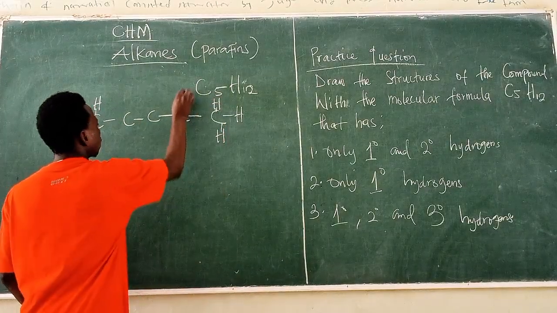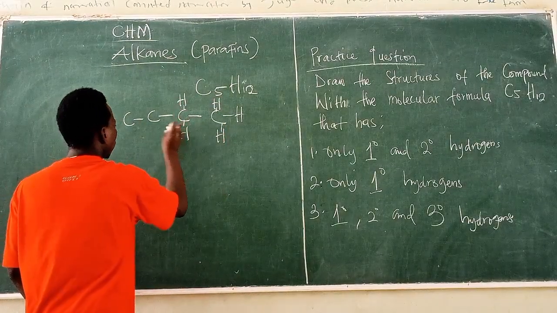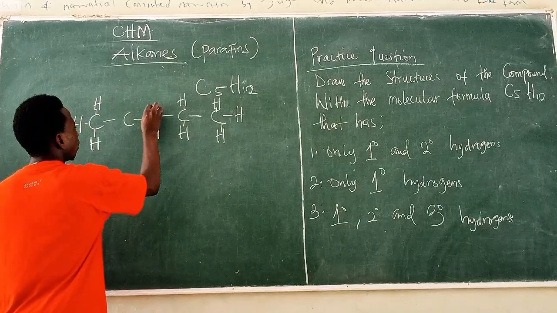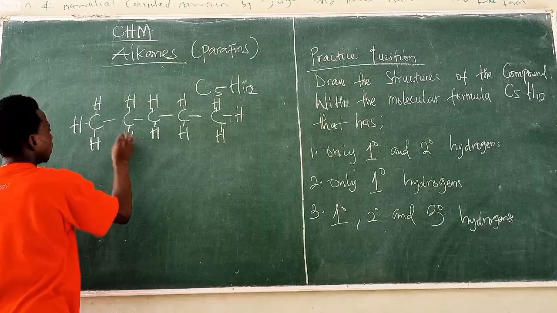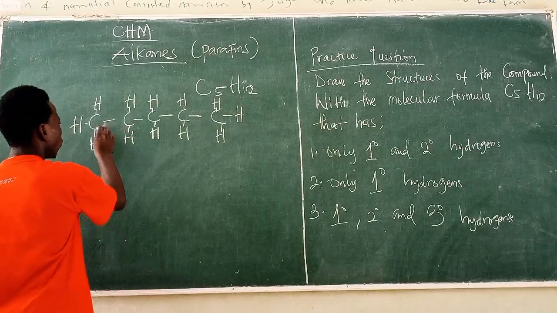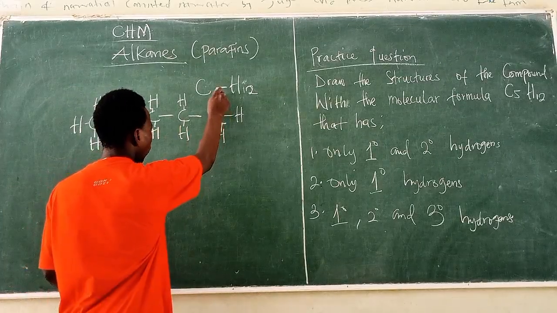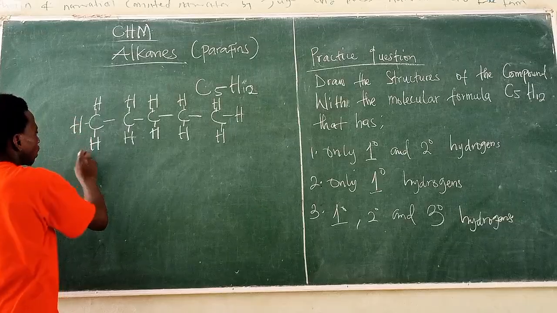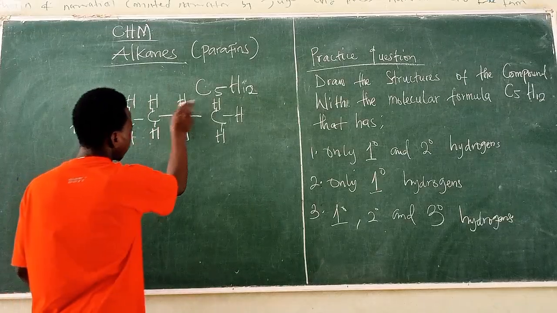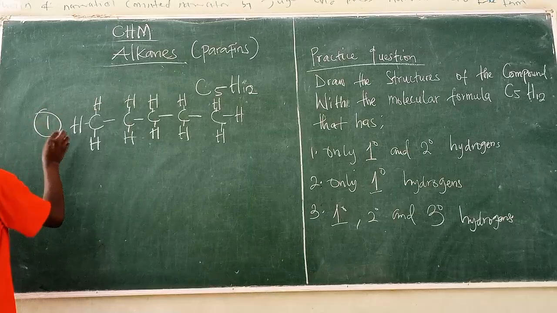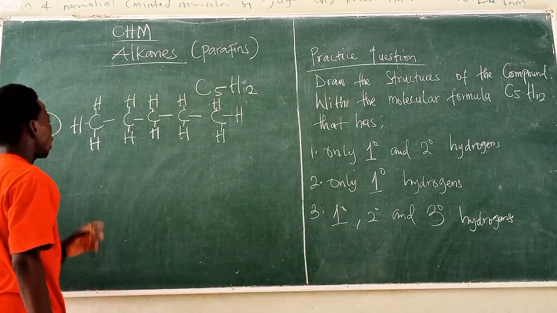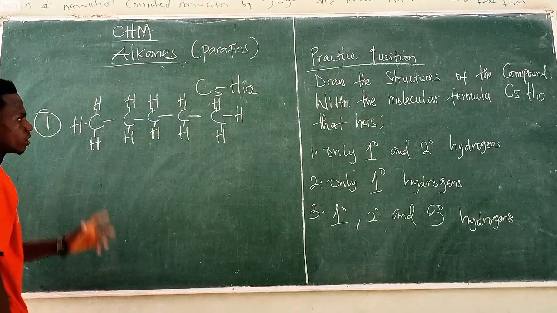So this is what we are going to have as our structure. Now, counting the number of atoms, we have 1, 2, 3, 4, 5 carbon atoms, and then 1, 2, 3, 4, 5, 6, 7, 8, 9, 10, 11, 12 hydrogen atoms. Now, this structure contains only primary and secondary hydrogen atoms.